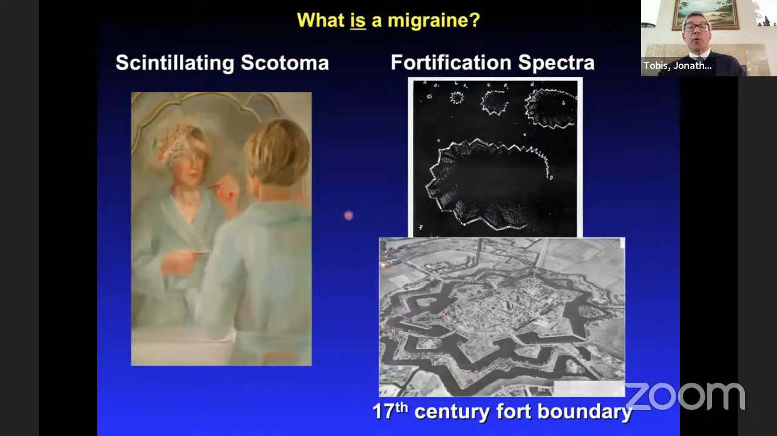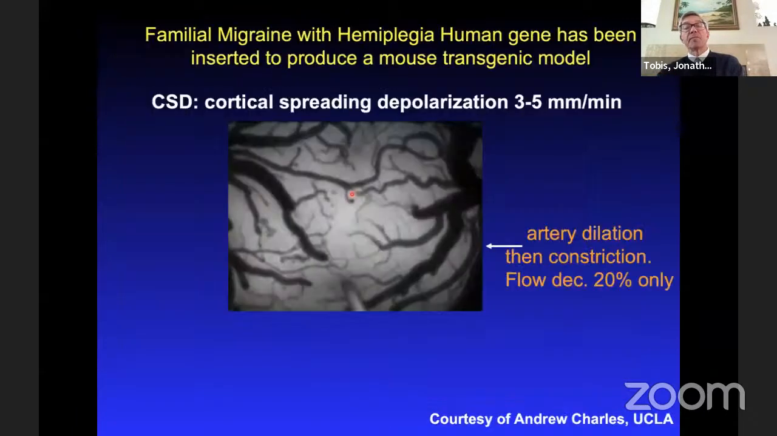So the question comes up, what is a migraine? Here's an artist's description of her own scintillating scotoma. This is a physician in the 1800s who drew the fortification spectra. When I went to medical school, I thought that fortification meant that it just got stronger with time, but it's because this pattern of the white bright lights reminded people of the fortifications from the 17th century forts. And it expands over time, usually takes about 20 minutes.